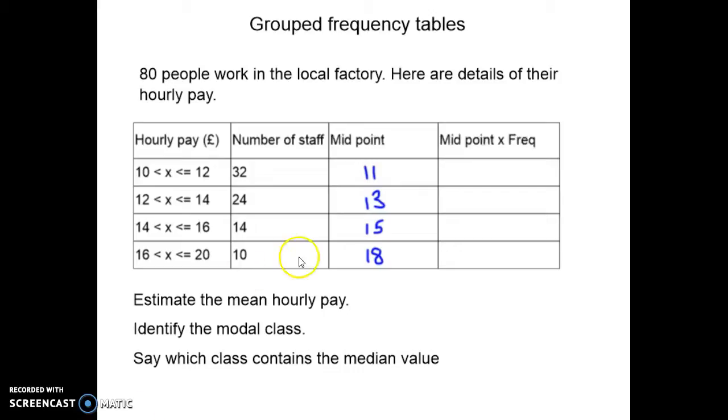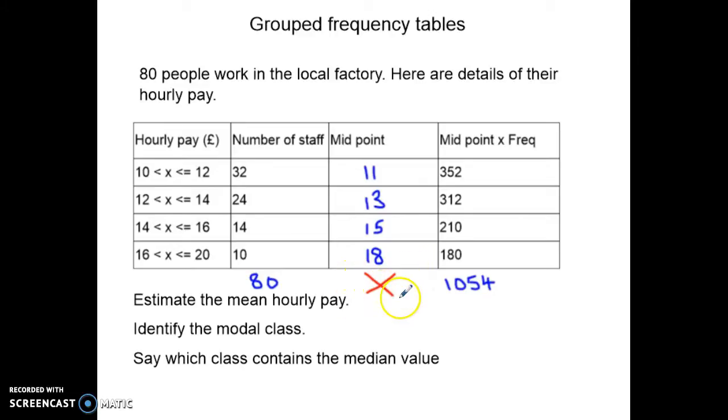The next thing I'm going to do is multiply the midpoint with the frequency. So I've multiplied frequency by midpoint, filled that in for each of the 4 rows in the table. I've totaled up this column and I've totaled up my frequency column, but I was given that in the question. So similar to the previous question, I'm going to take this total and divide by 80, and that's going to give my estimate for the mean value.